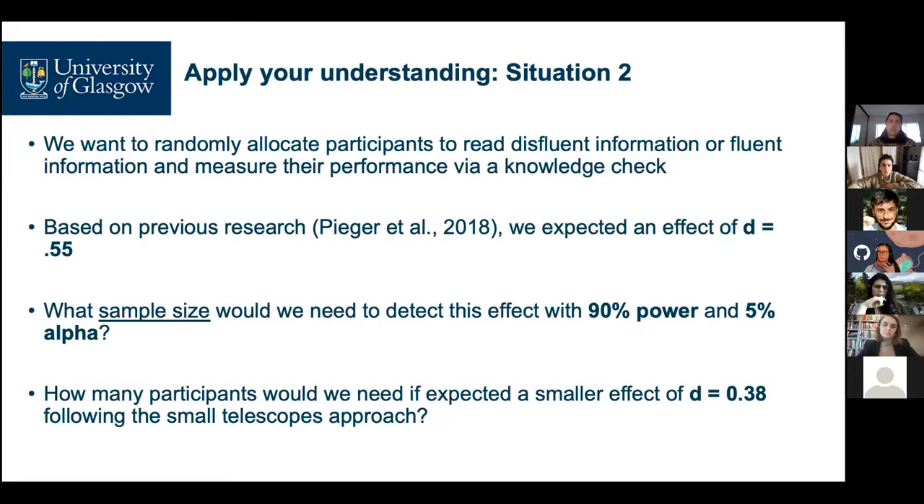And for a second situation, imagine a slightly different study. So again, think about some of these keywords: what we wanted the output to be, what type of design we're applying it to. Imagine we wanted to randomly allocate participants to read disfluent information or fluent information and measure their performance via a knowledge check. It's an example I like running for research methods courses because it's a fun little experiment. If you make it hard to read, do people remember more? Based on previous research, a study looking at this disfluency effect found an effect of d = 0.55.